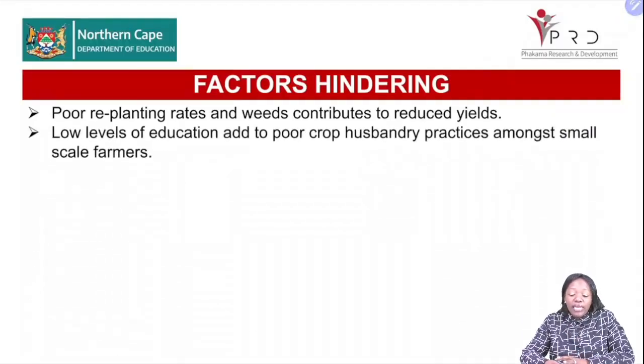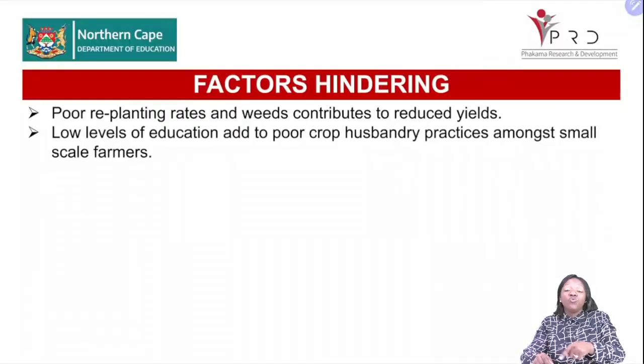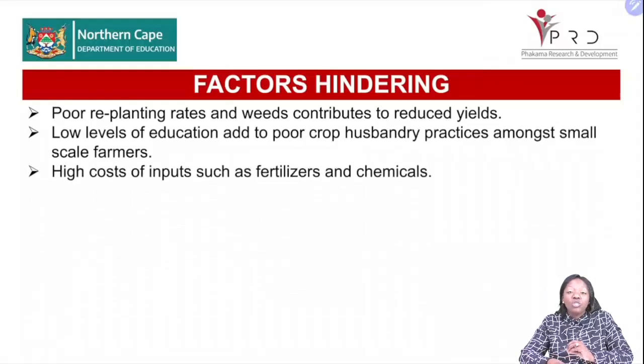Then we're looking at the low levels of education and poor crop husbandry practice amongst the small-scale farmers. Most of the people who are farming sugarcane have never been properly trained. They are just doing it as they've seen someone doing it, or they just want to be involved in sugarcane farming, but without any proper education. So again, it will lead to poor farming, which will then hinder their yield. Then we're also looking at the high cost of the inputs.